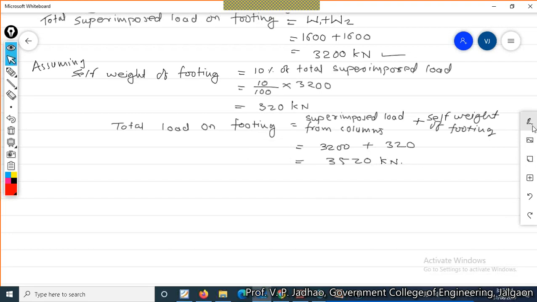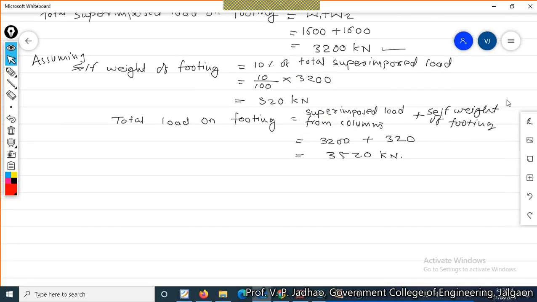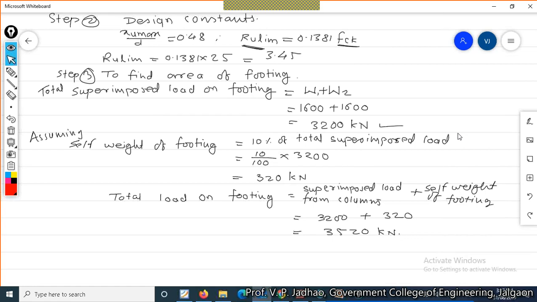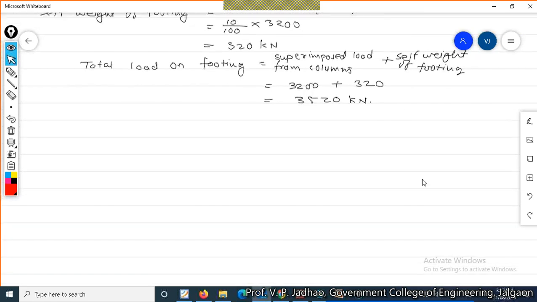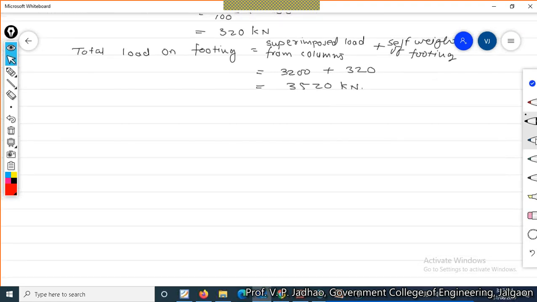Okay, so we were here. The total load on footing we have calculated as 3520. This was step number 3, that is to find out the area of footing. To find the area of footing, we have calculated the total load on your footing. Now, next we have to calculate the area of footing.